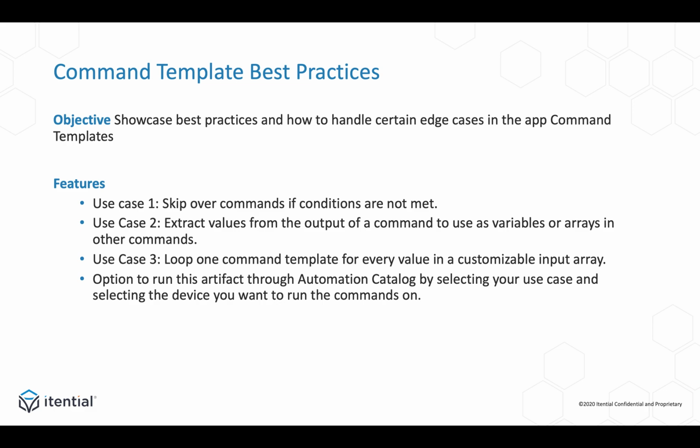The use cases we'll cover today will include skipping over commands if certain conditions are not met, extracting values from the output of a command template to use as an input for another command template, and looping over a command template over and over again by using the variables from an input array. The user can run this artifact through automation catalog, and the user can select the use case they want to run and a device they want to run the artifact on.